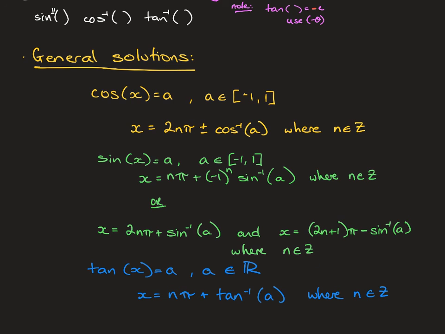And then finally, the simplest one, tan of x is equal to a. So tan can have any value as its output, and hence a is an element of real numbers here. And our solution again has a counter in it, so we need to define the sorts of values that our counter can have.